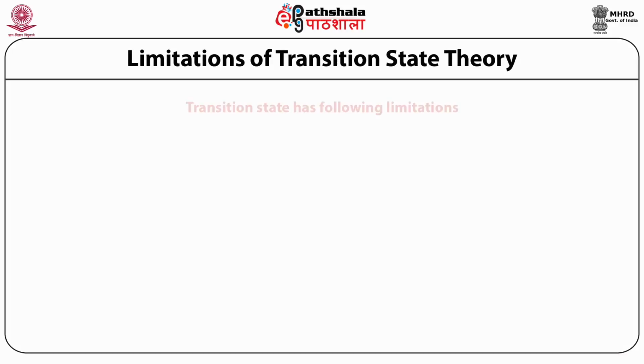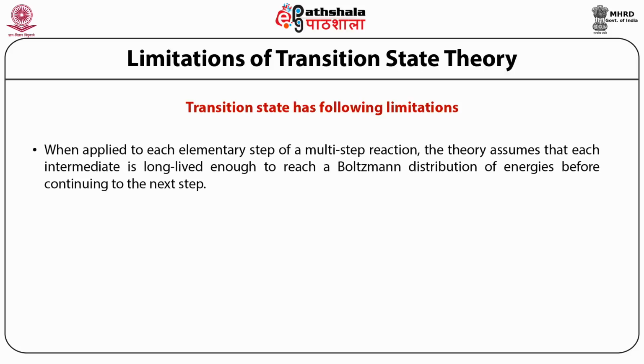After discussing the transition state theory, let's discuss the limitations of transition state theory. So transition state theory has the following limitations. The first limitation is, when applied to each elementary step of a multi-step reaction, the theory assumes that each intermediate is long-lived enough to reach the Boltzmann distribution of energies before continuing to the next step. But when the intermediates are very short-lived, then transition state theory fails.